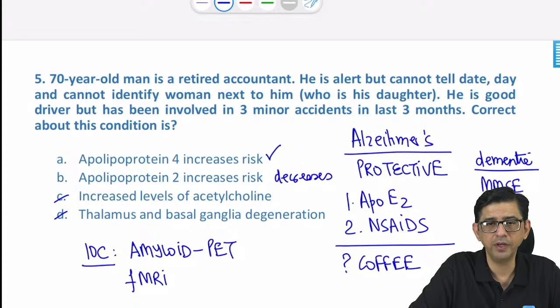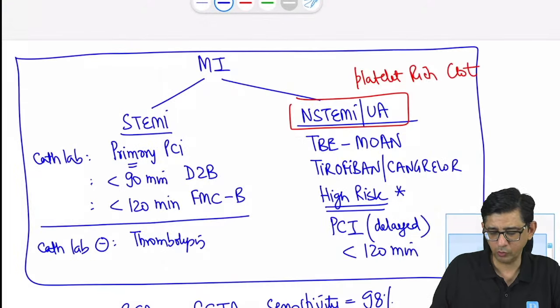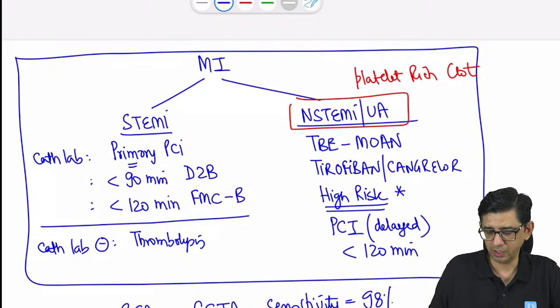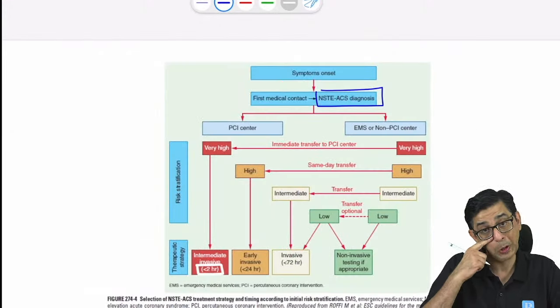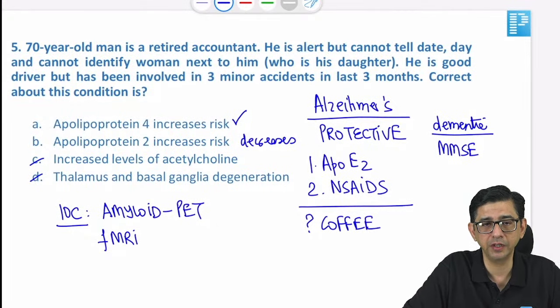The second one is obviously we can go ahead with the functional MRI. So PET would always occupy the best spot. That's what I will go by, the textbook data. Even for the previous question, I was saying that we'll have to go by whatever the textbook is saying, like for high-risk cases, it's saying doing a PCI in 120 minutes. I showed you the reference also. In the same spirit, even here, there are two investigations that they have mentioned.